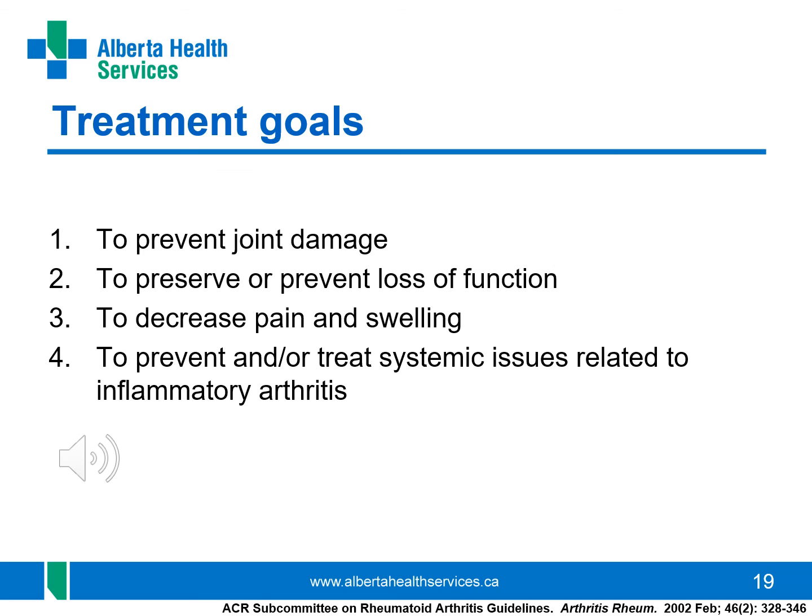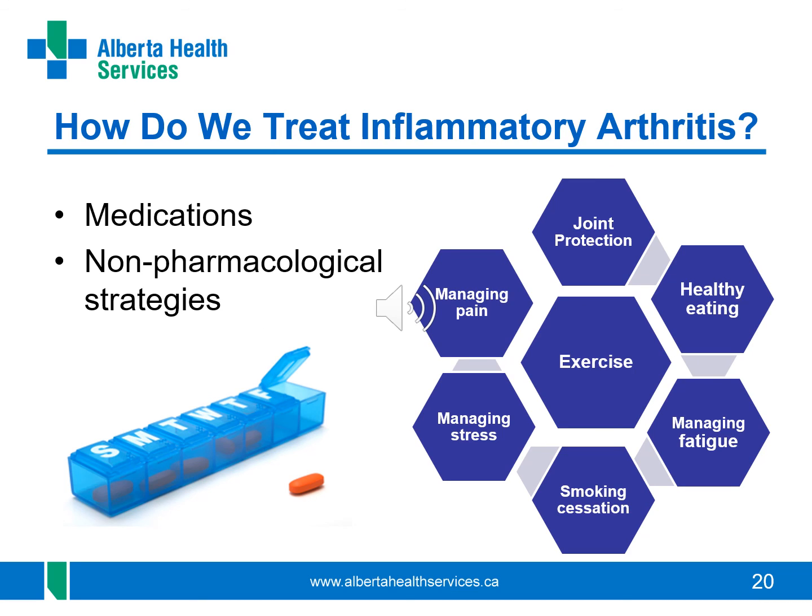It is very important that inflammatory arthritis is treated as early and aggressively as possible to put out the fire in the patient's joints. This prevents joint damage, preserves or prevents loss of function, decreases pain and swelling, and prevents and/or treats systemic issues related to inflammatory arthritis, such as heart disease. We treat inflammatory arthritis using medications and non-pharmacological strategies. In the next few sections, we will discuss these in further detail.